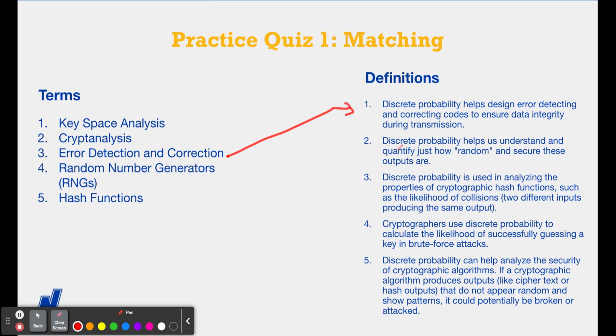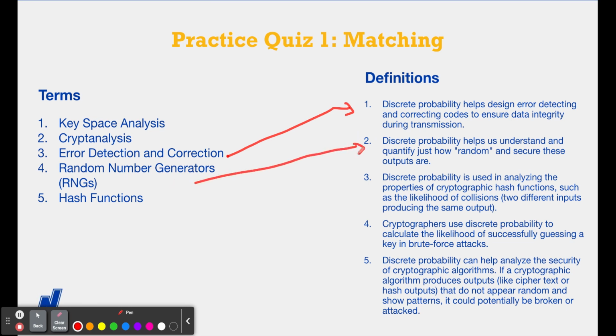Let's actually start with definitions. Discrete probability helps us understand and quantify just how random and secure these outputs are. So that actually sounds like our random number generator.